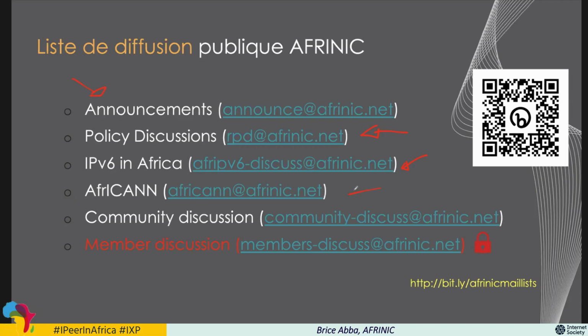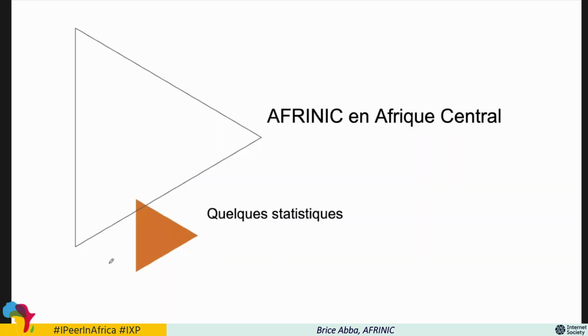You've also got a list called African, where we discuss ICANN in Africa. It's an open discussion on all the problems that people can face with the internet. And the final list is a closed list, the member discussion. It's a list just for AfriNIC members. If you become a member, you gain access to this. You can register on this mailing list.